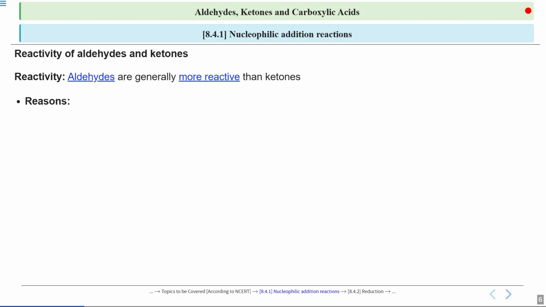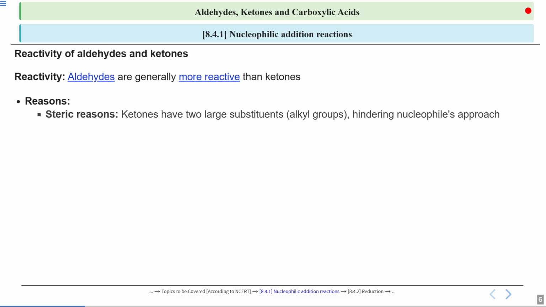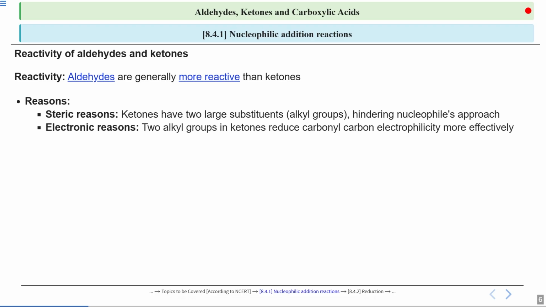Okay, so now we will see the reasons one by one. First is the steric reason. Ketones have two large alkyl groups attached to the carbonyl carbon. We all know that in a ketone, there is a carbonyl carbon and both sides are attached with an alkyl group. Because of these two large alkyl groups, it is harder for the nucleophile to approach and react with the carbonyl carbon. So one of the reasons is the steric hindrance.